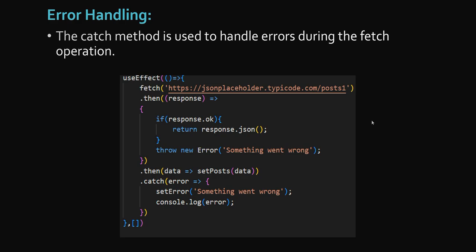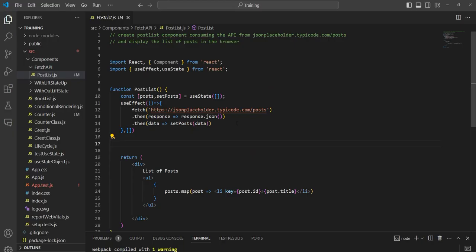Hi, let's discuss how we are going to handle the errors in the fetch API explicitly using useEffect and trying to display the data in the UI. Let's go back to our Visual Studio Code. Here is our post list where we are able to display the data.